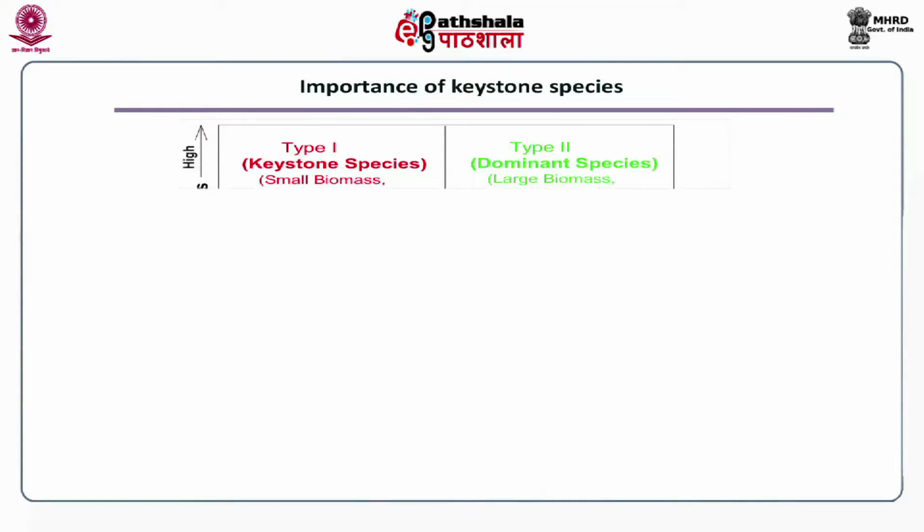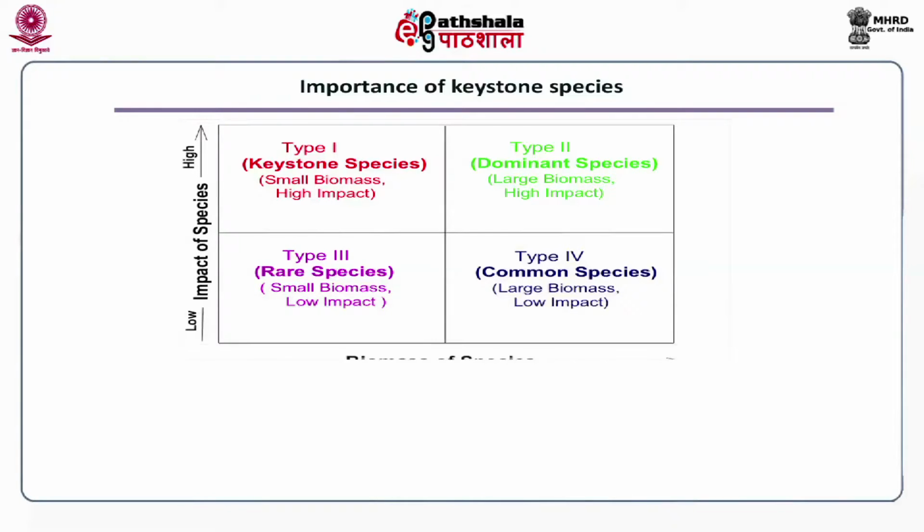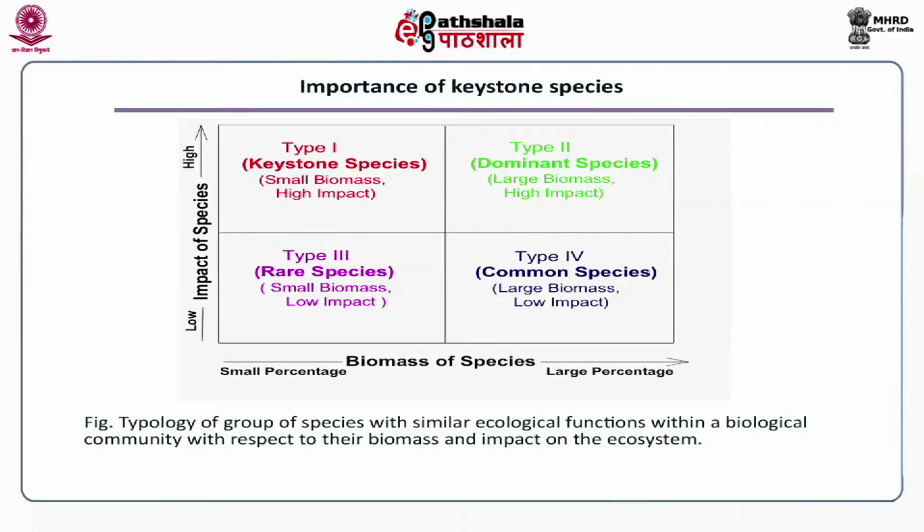This figure shows the typology of group of species with similar ecological functions within a biological community with respect to their biomass and impact on the ecosystem. If you see on this figure, on the x axis we have biomass of the species, and on the y axis we have impact of the species, and based upon that all species can be divided into 4 categories. Type 1 species are the keystone species. Keystone species have lesser biomass, but high impact.